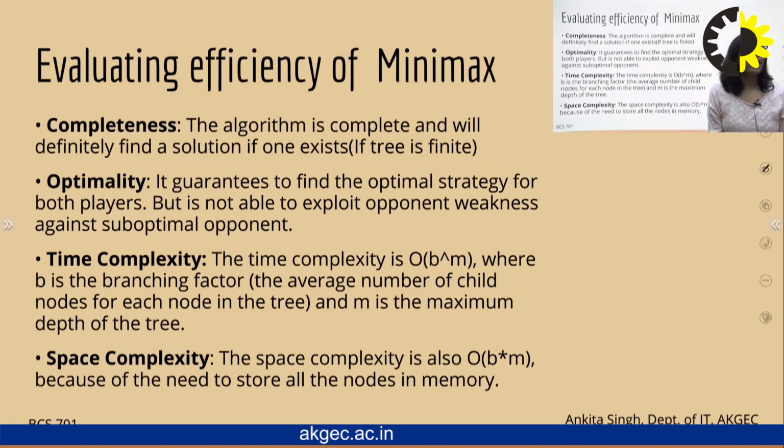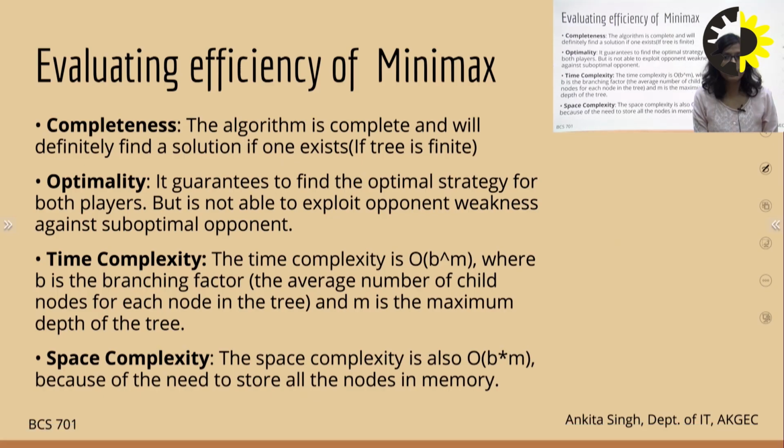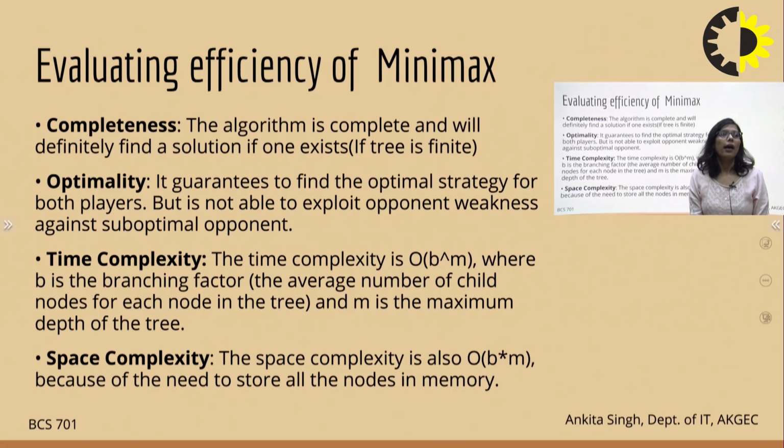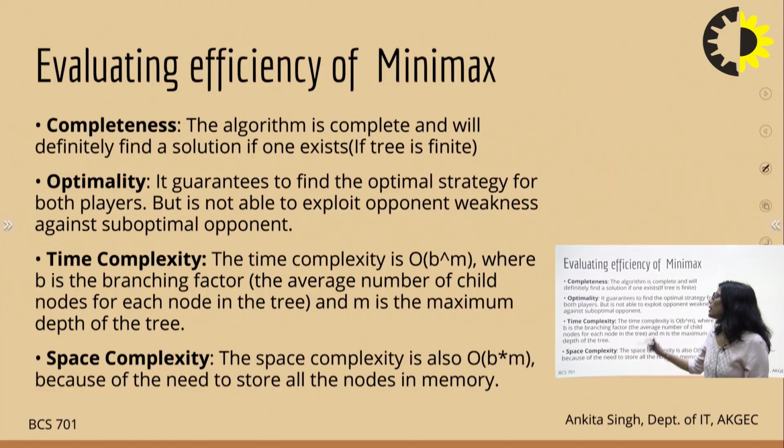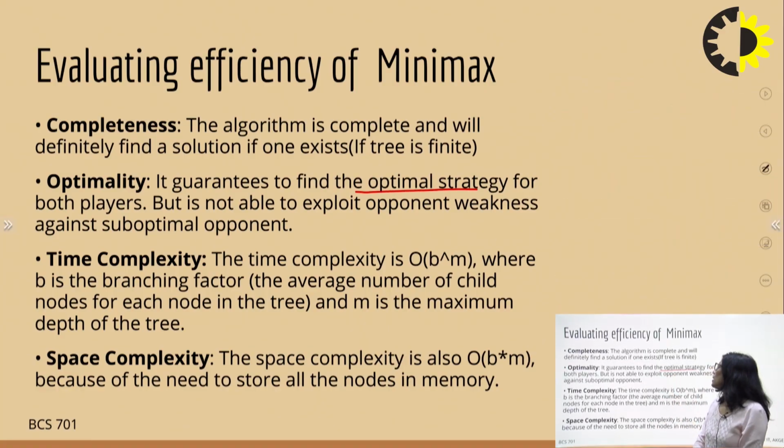So when we try to evaluate the efficiency of the min-max algorithm, it is a complete algorithm. The algorithm is complete and will definitely find a solution if one exists. Since it follows the DFS algorithm, we can say the algorithm will be complete if the tree is finite. It is optimal. It will always guarantee to find the optimal strategy for both the players, right?